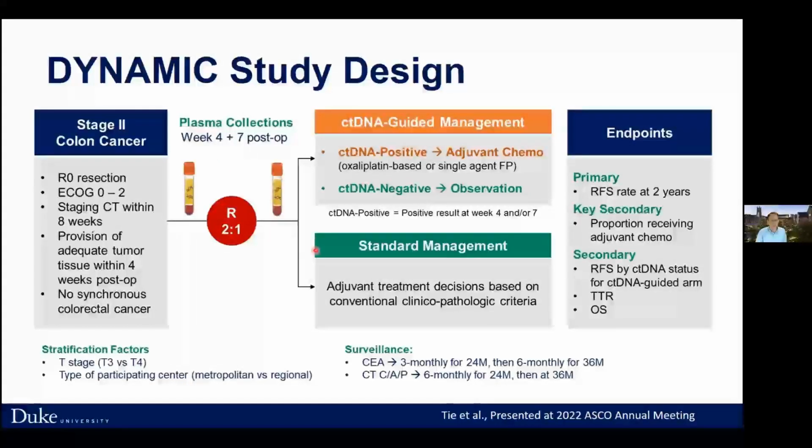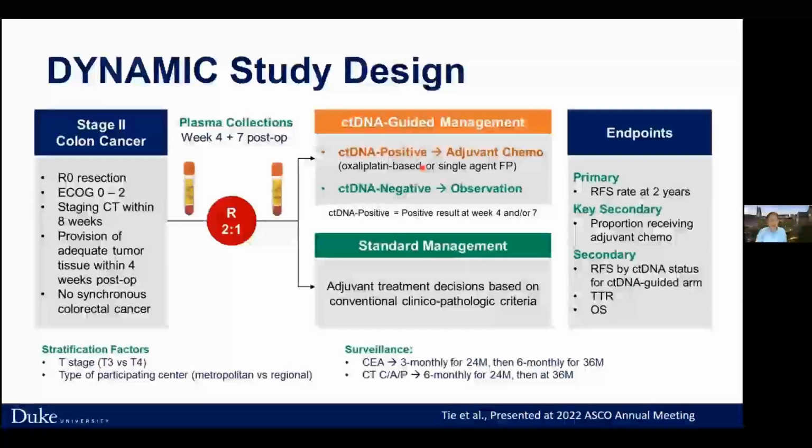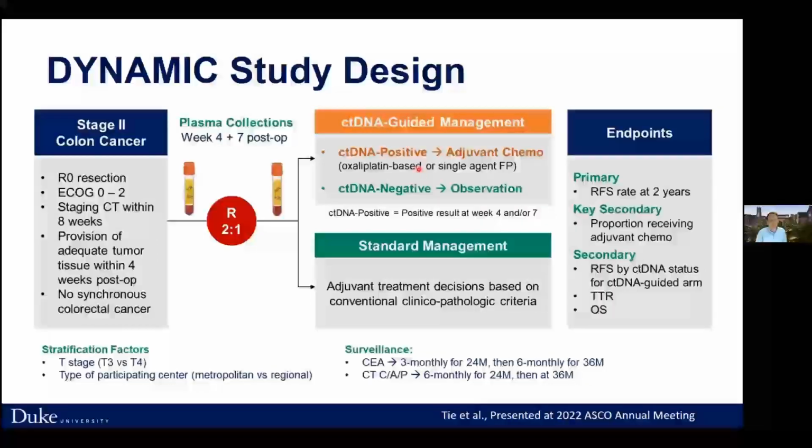Patients were randomized either to standard management, with standard criteria for use of chemotherapy based on clinicopathologic criteria, or to ctDNA-guided management. If a patient was randomized to this group, they only got adjuvant chemotherapy if they were positive. If they were negative, regardless of their high-risk features, they got observation. The primary endpoint is relapse-free survival.